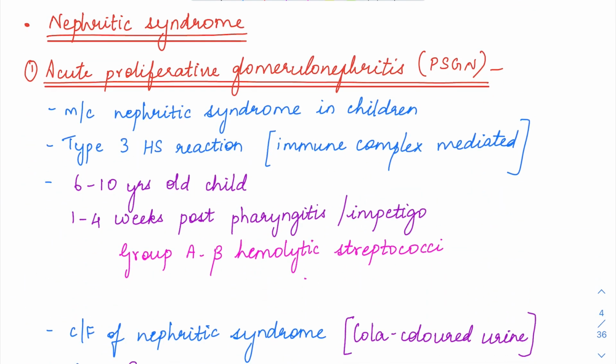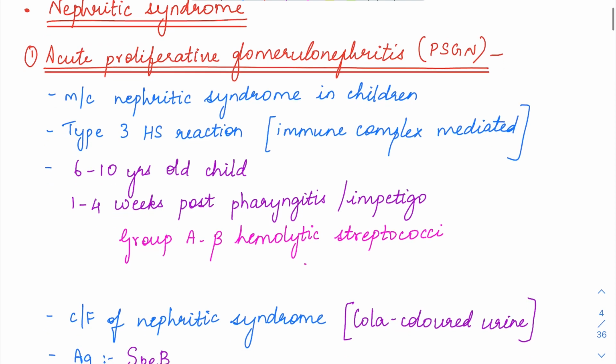The first one will be that of acute proliferative glomerular nephritis. As the name suggests, there is going to be some kind of proliferation happening in the glomerulus. This proliferative component can be of the cells included in the glomerulus, basically the mesangial cells, the capillaries, or some infiltrating WBCs in the glomerulus. This type of glomerular nephritis is going to be the most common kind of nephritic syndrome seen in children.